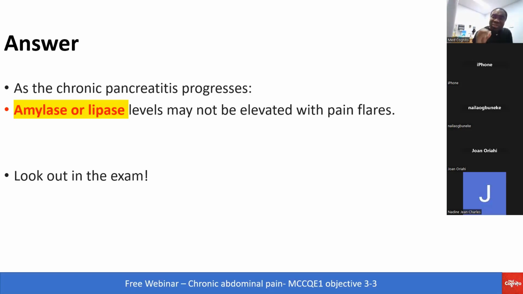However, we are learning today that in case I get a case of epigastric pain in a 58-year-old male, going on for like 4 months, and amylase and lipase levels are normal, that should not cause me to think that, because amylase and lipase levels are normal, the patient does not have pancreatitis. No, it could be that the patient has pancreatitis, but it may be chronic pancreatitis. So you want to watch out for that in the exam, so you are not tricked.